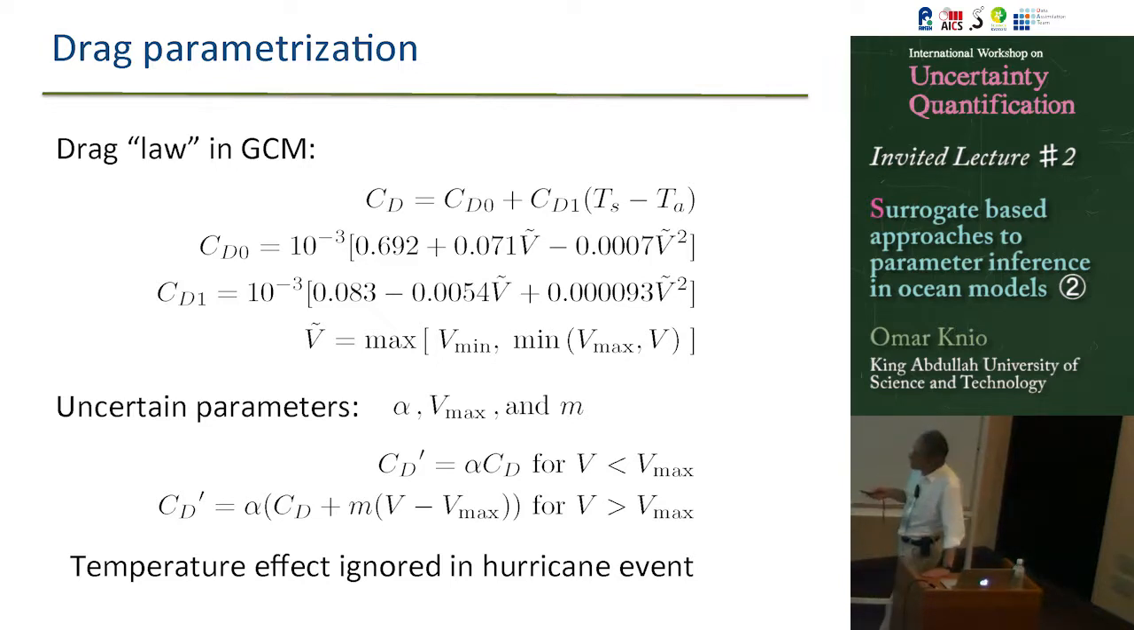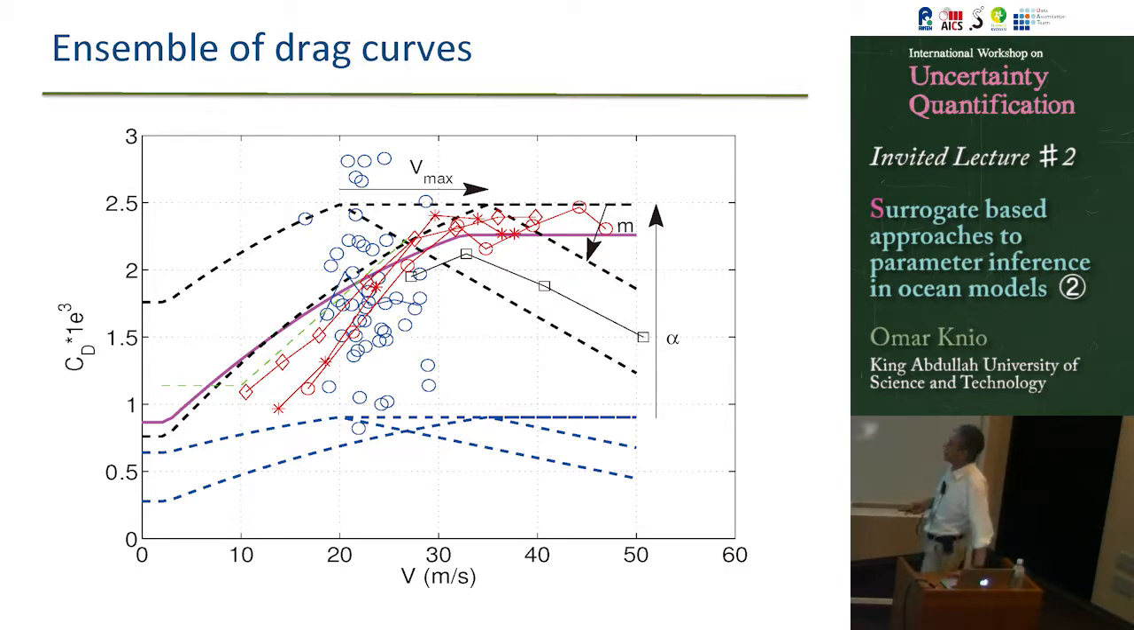Okay, these expressions have parameters, and I'll show you what they are. The uncertain parameters are alpha, V max, and M. And if I remember my own slide, here's where they are. I really hate the slide. I hate it for many different reasons. I really need to apologize for it, but it really is what it is.